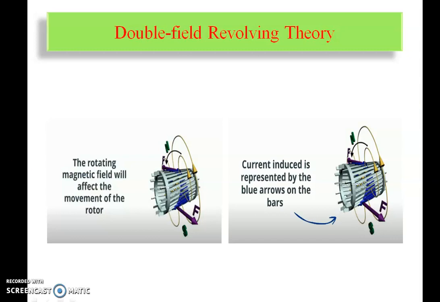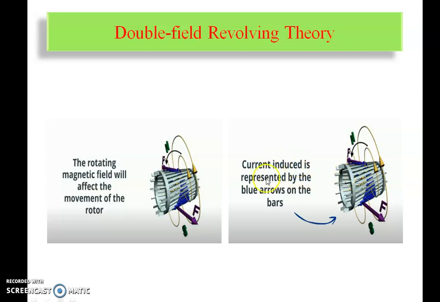When I apply the single phase AC supply to the stator of the motor, obviously it will create the fluxes. As we know, this flux is going to interlink with the rotor conductor, as I said earlier. When the rotor conductor cuts the flux, the rotating magnetic field will affect the movement of the rotor. Whenever the conductor cuts the flux, obviously current will flow through that particular conductor, these rotor bars.